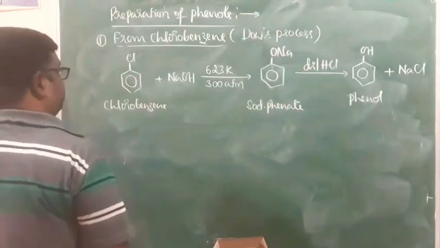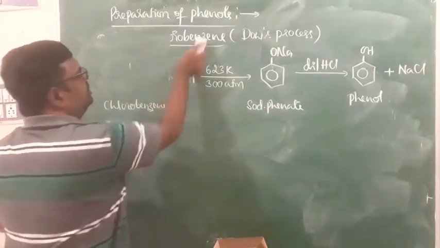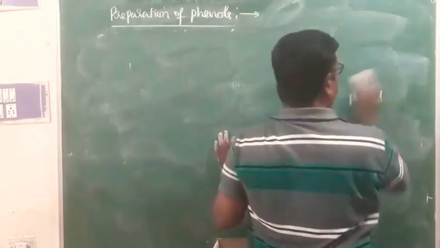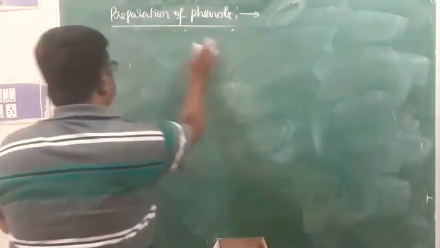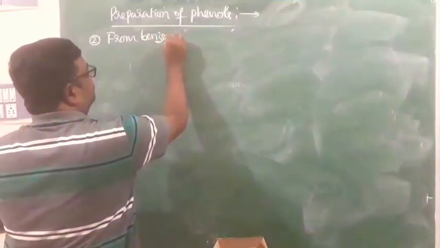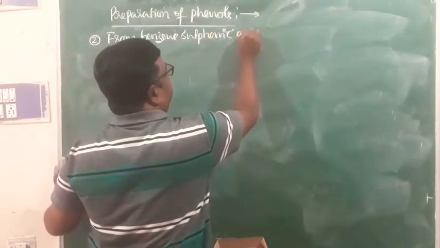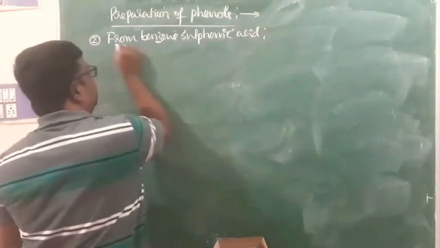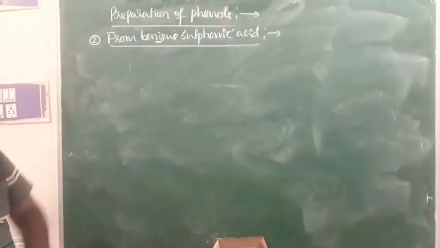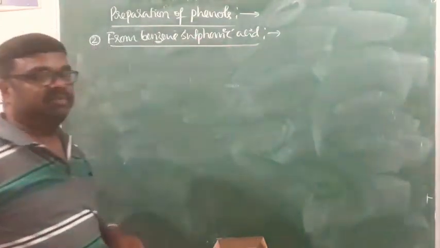Now at this moment we will go for the next one, that is preparation from benzene sulphonic acid. While writing organic equations, don't worry about balancing them. So that is preparation from benzene sulphonic acid.